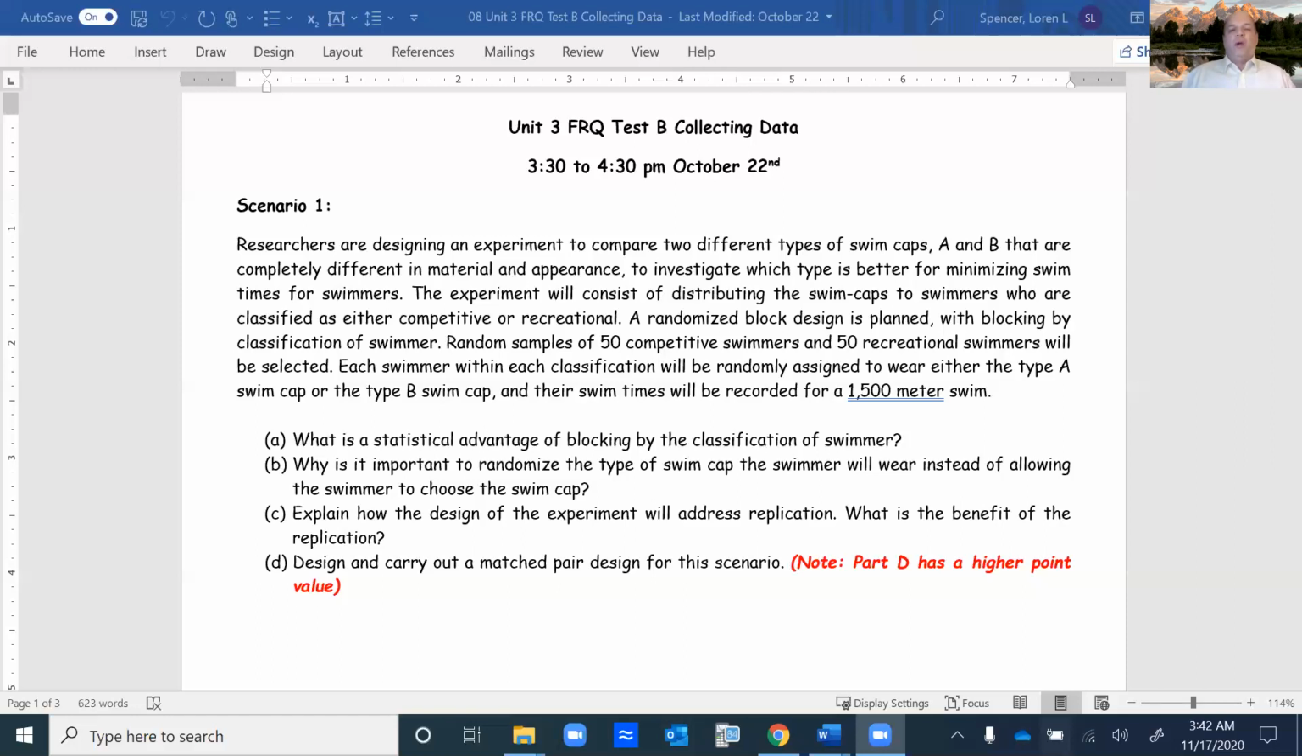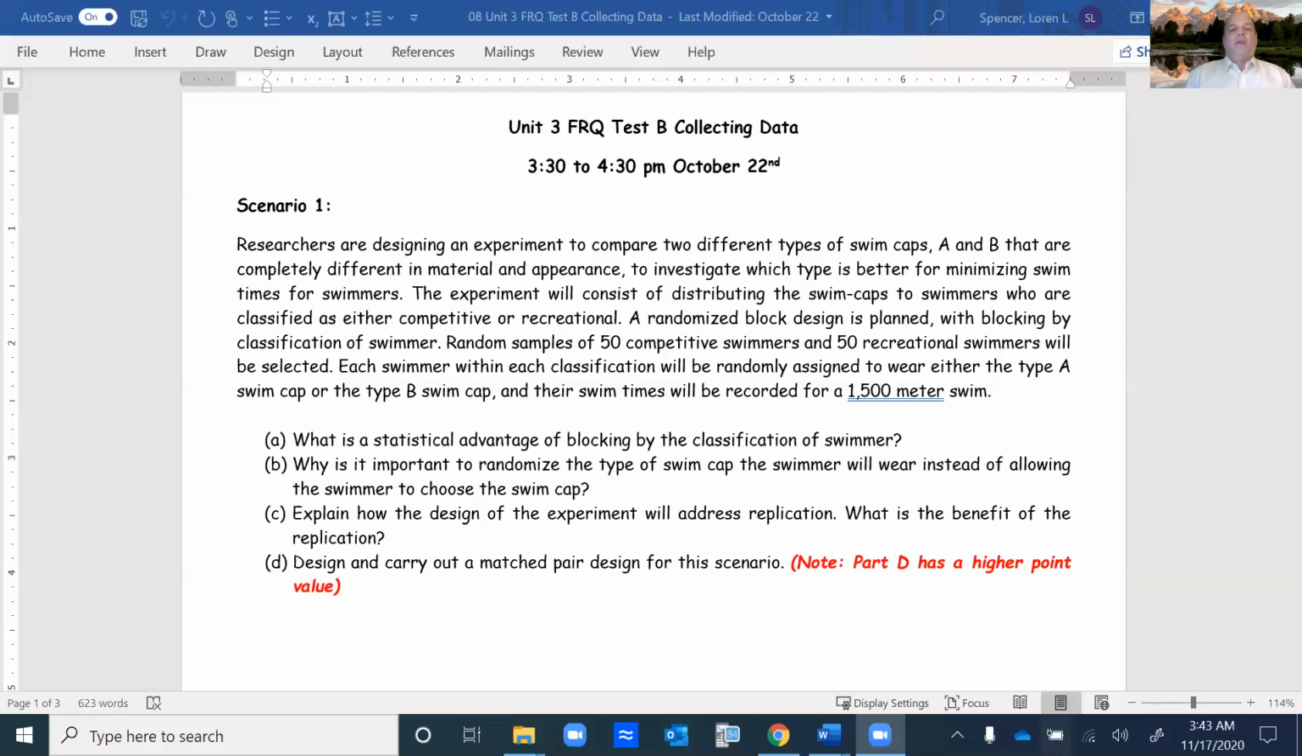So here's what you do. When you have a matched pair design, you have a single hat or a single bin. So I'd put the names of the 100 swimmers into a hat, and I would draw. The first 50 names would get swim cap A first, followed by swim cap B. The next 50 names would get swim cap B first, followed by swim cap A. So this is the way it would work.